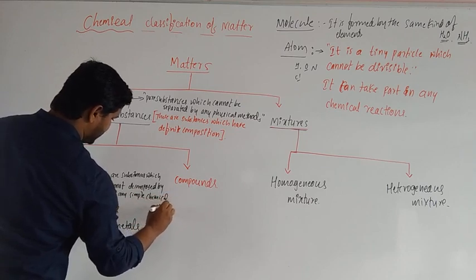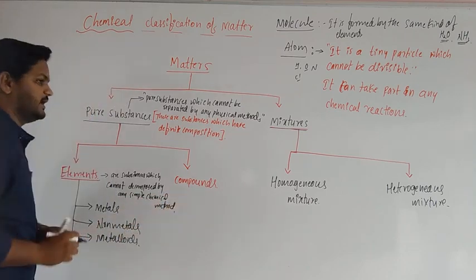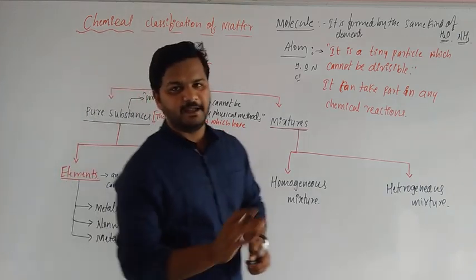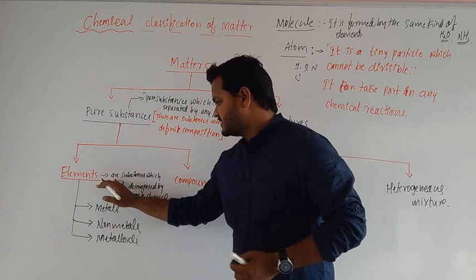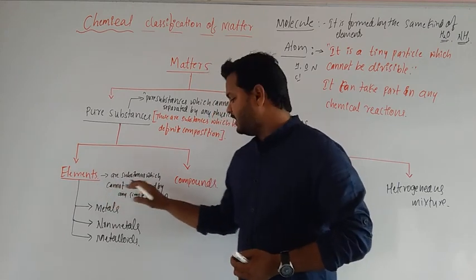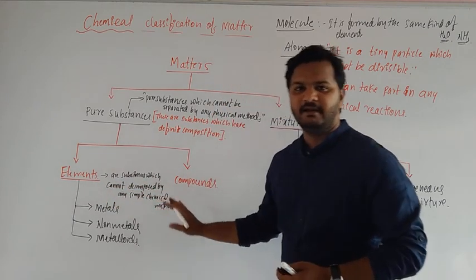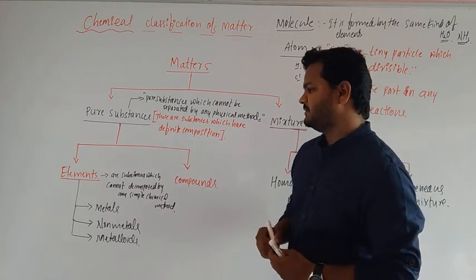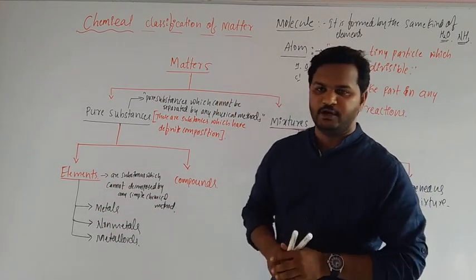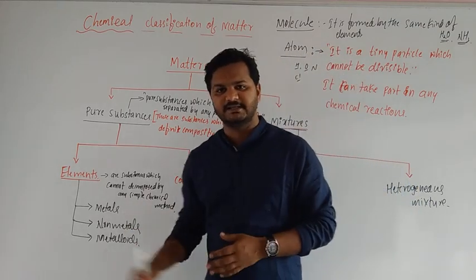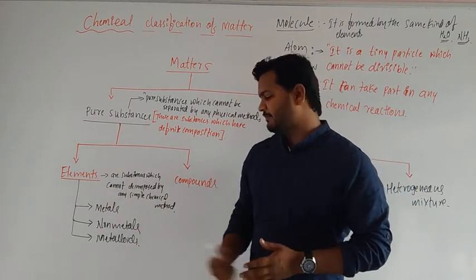ಯಾವುದೇ ಸಿಂಪಲ್ ಕೆಮಿಕಲ್ ಮೆಥಡ್ ಇಂದ ನಾವು ಎಲಿಮೆಂಟ್ಸ್ ಗಳನ್ನ ಡಿವೈಡ್ ಮಾಡಲಿಕ್ಕೆ ಅಥವಾ ಡಿಕಂಪೋಸ್ ಮಾಡಲಿಕ್ಕೆ ಬರೋದಿಲ್ಲ. Elements are substances which cannot be decomposed by any simple chemical methods. And elements are classified into metals, non-metals and metalloids. Students, metals and non-metals and metalloids.